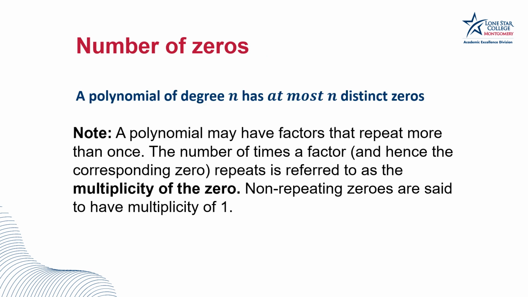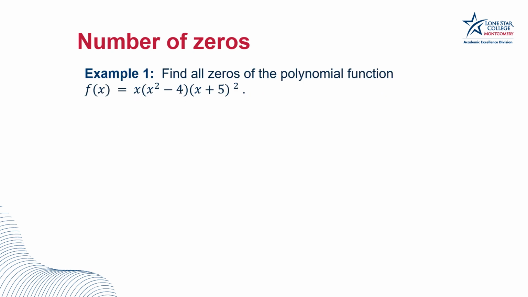You can determine the number of zeros of a polynomial by its degree. A polynomial of degree n has at most n distinct zeros. A polynomial may have factors that repeat more than once. The number of times a factor, and hence the corresponding zero, repeats is referred to as the multiplicity of the zero. Non-repeating zeros are said to have multiplicity of 1. For this example, we're trying to find all zeros of the polynomial function f of x equals x times (x squared minus 4) times (x plus 5) quantity squared.